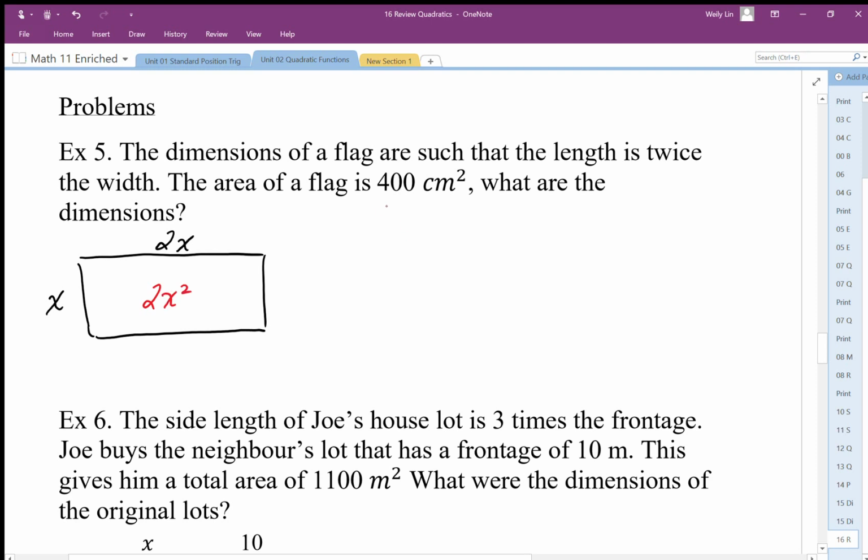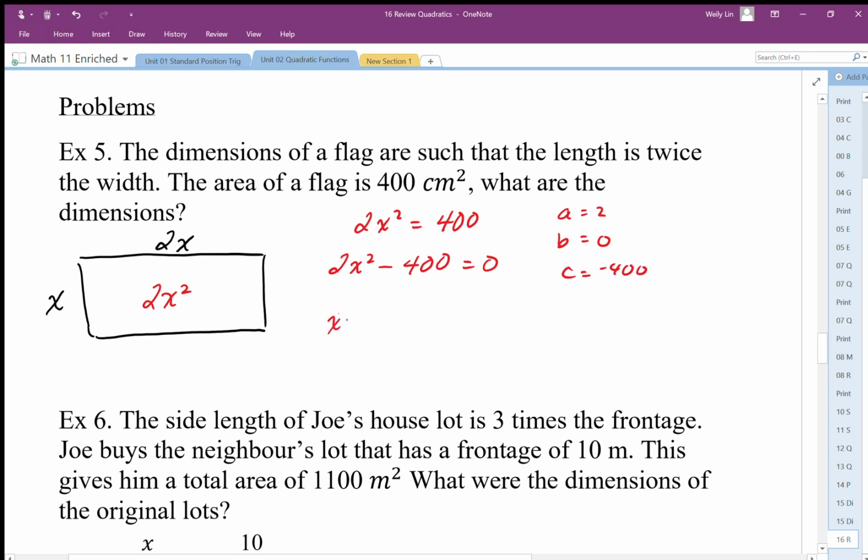And so our equation that we need to generate is the area, 2 times x squared, is equal to the 400 centimeters squared. Here we have a quadratic equation. Since this is an x squared, we can undo a square. It's a perfect square. We could solve this algebraically, but since we are practicing using the quadratic formula, I'm just going to put it into the quadratic formula form. So it'll be equal to 0, and my a is equal to 2, my b is equal to 0, my c is equal to negative 400, and I can solve this quadratic equation that way.